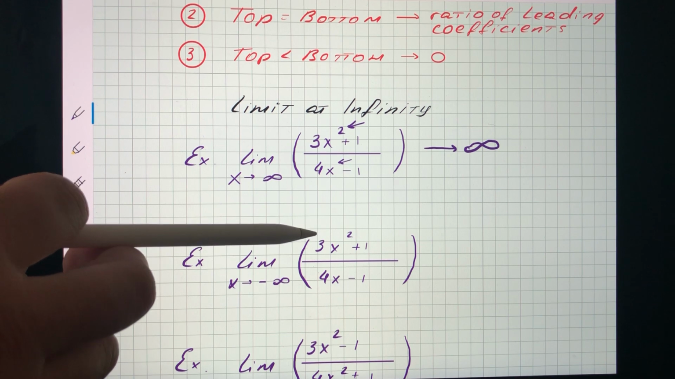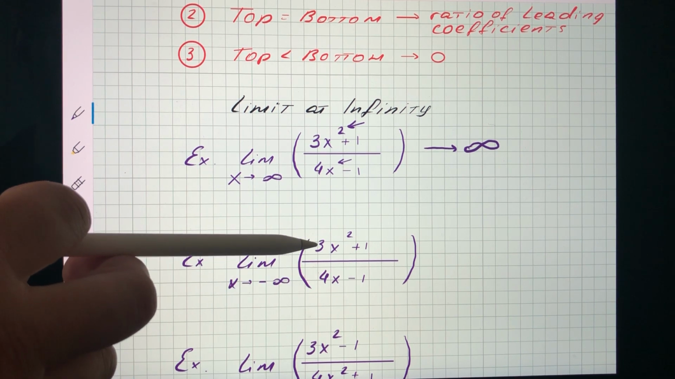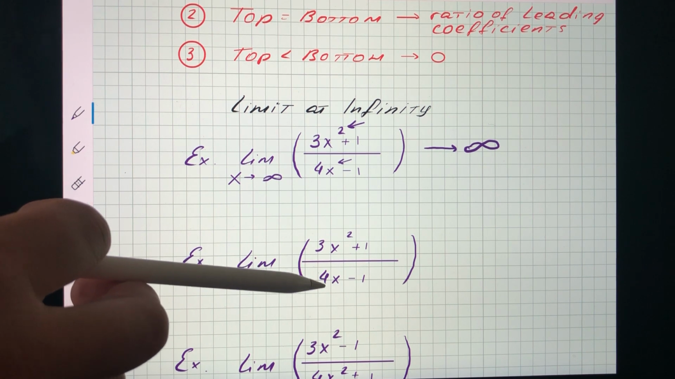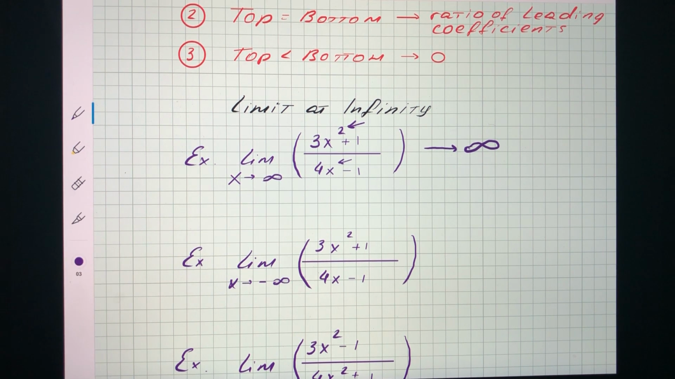So the top grows much faster than the bottom, which means the answer is still going to be infinity, but this time the bottom is always negative. If you take a positive, huge number and divide it by a negative number, you will get a negative number. And so the answer is negative infinity, not positive infinity.